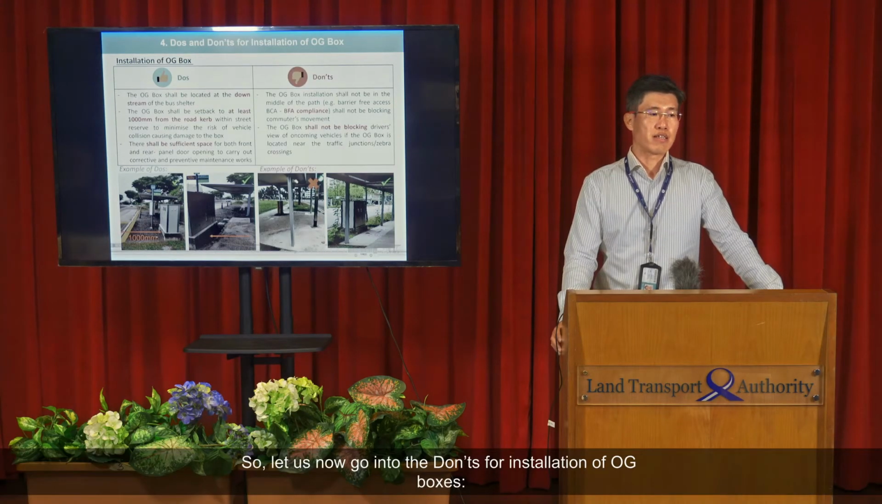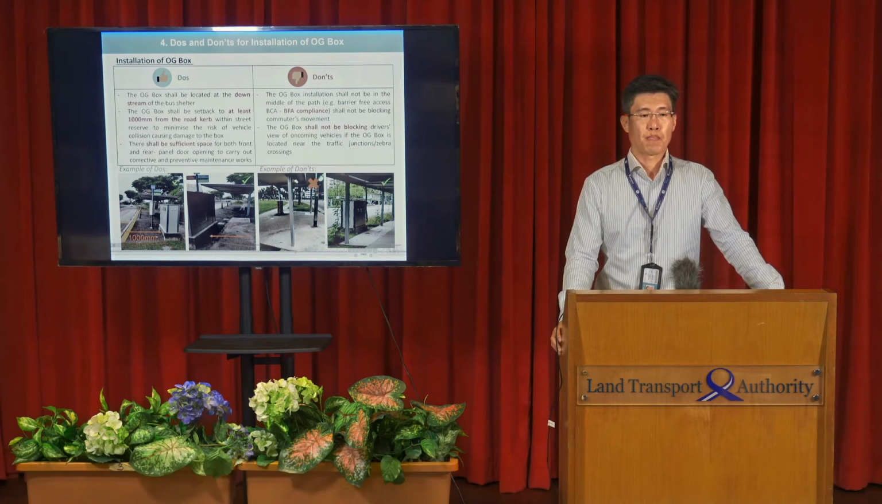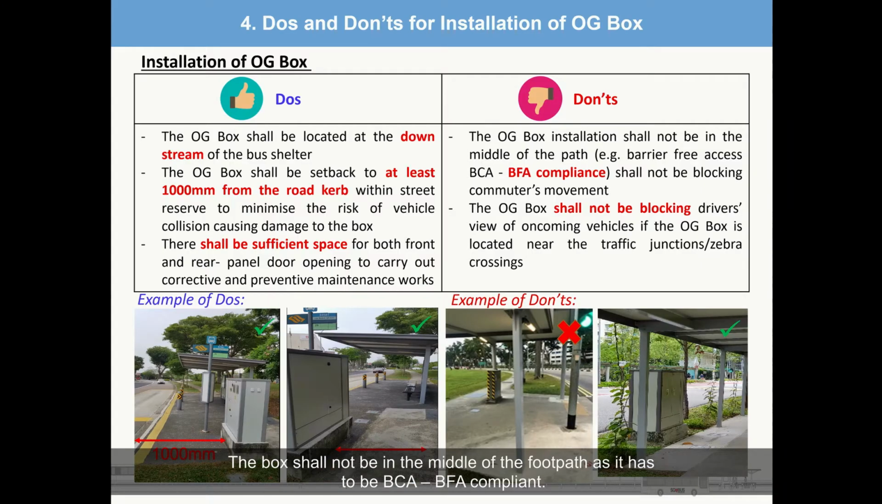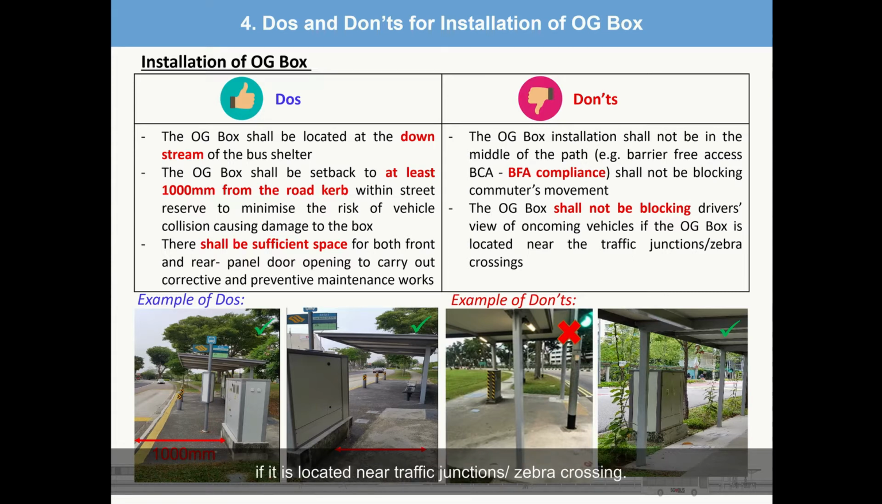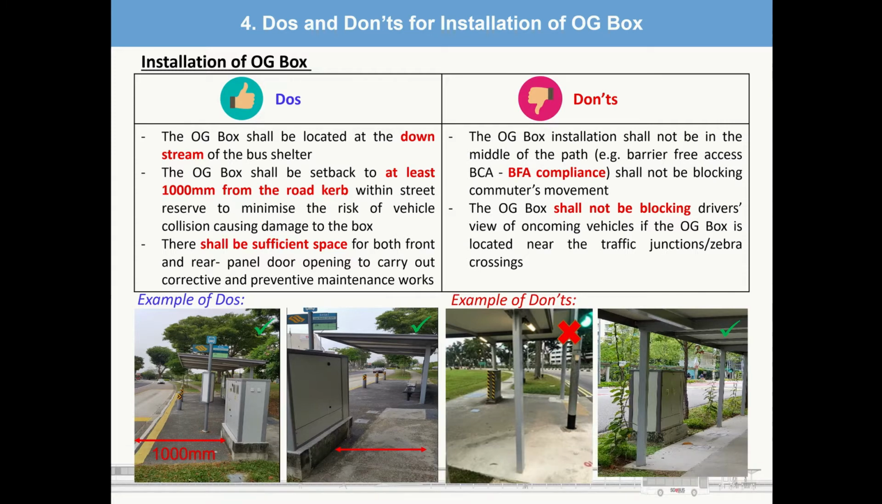Okay, let's now go into the don'ts for installation of OG boxes. The box shall not be in the middle of the footpath as it has to be BCA BFA compliant. The OG box shall not block the driver's view of oncoming vehicles if it is located near traffic junctions or zebra crossings.